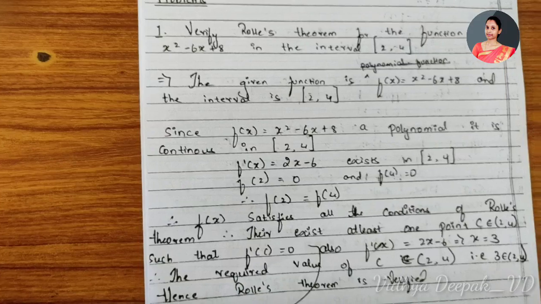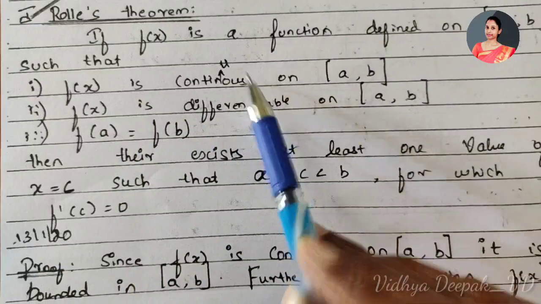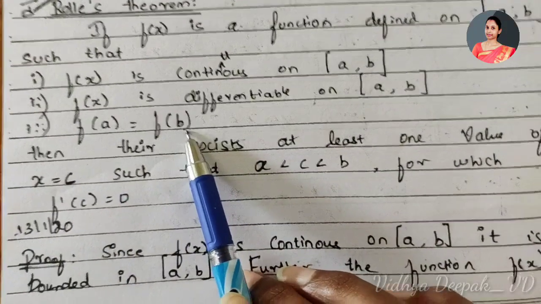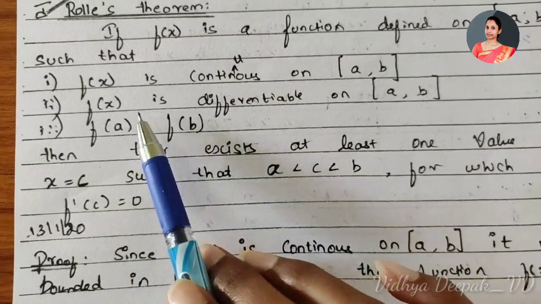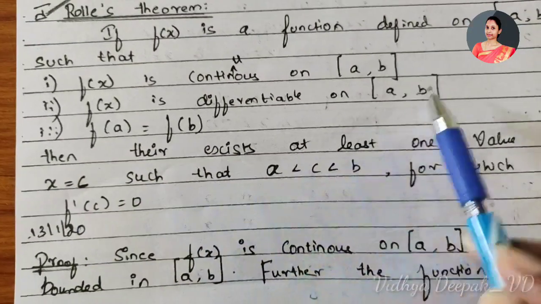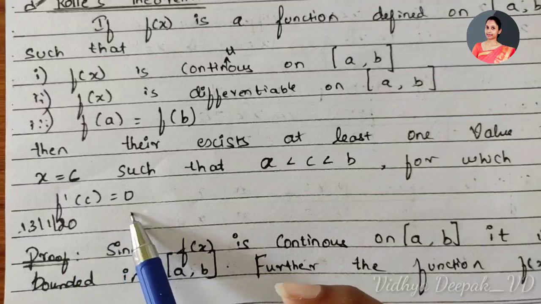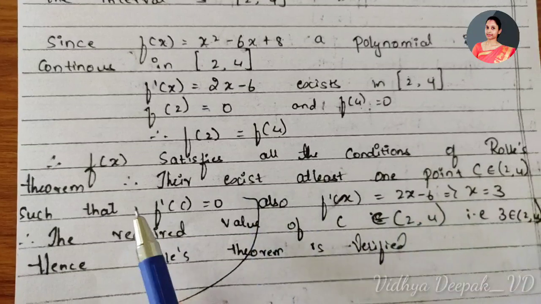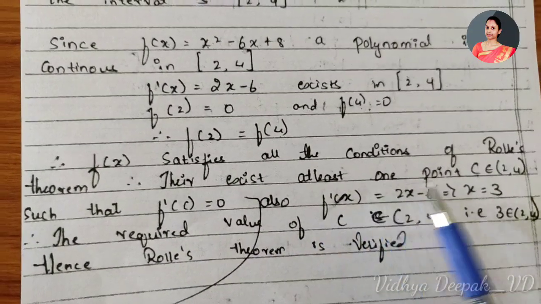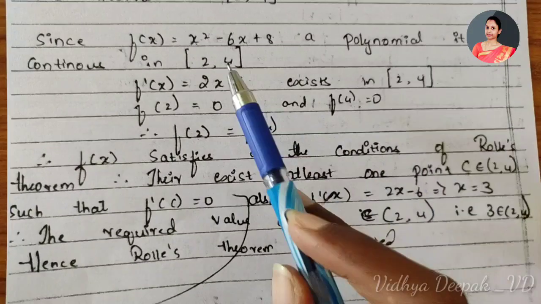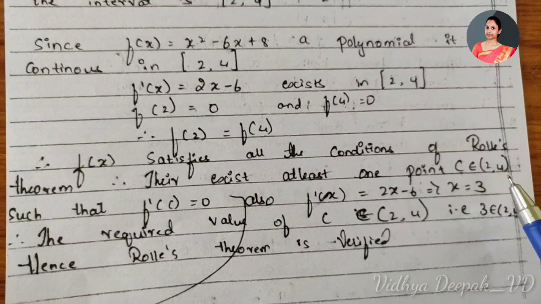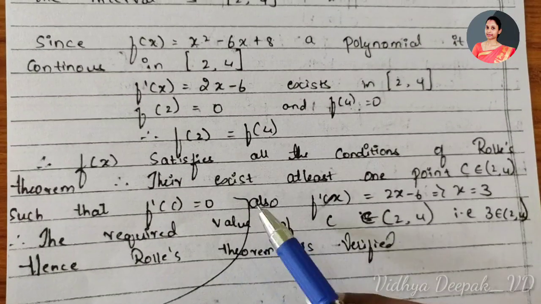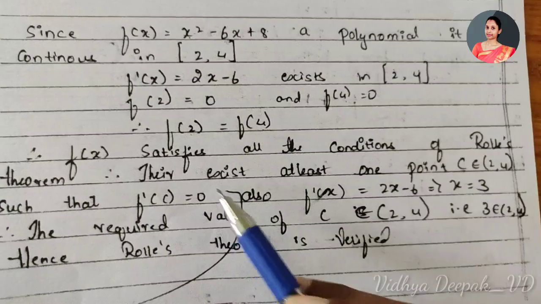So what were the conditions which were satisfied? f of x is continuous is satisfied, f of x is differentiable is satisfied, f of A is equal to f of B is also satisfied, and if these are satisfied, then there is a C which belongs to this interval and f dash of C is equal to 0, right? Now we will prove this. Therefore f of x satisfies all conditions of Rolle's theorem. Therefore there exists at least one point C which belongs to the given closed interval 2, 4, such that f dash of C is equal to 0.